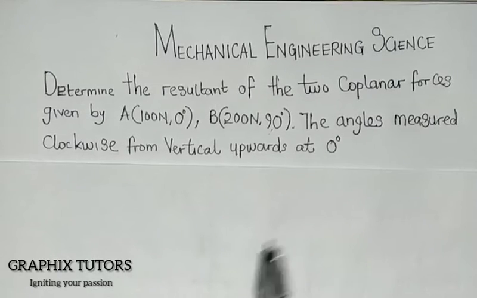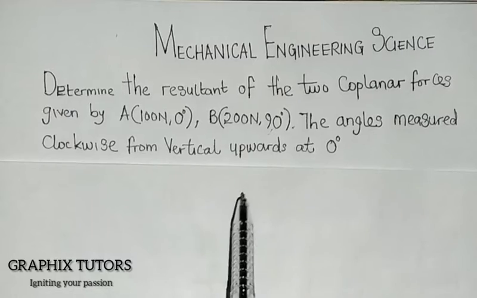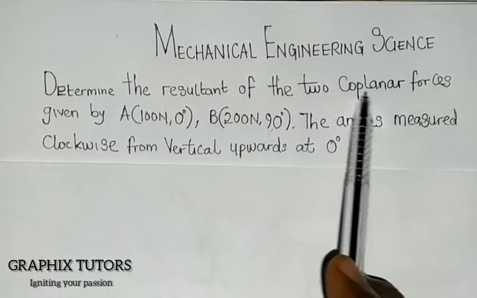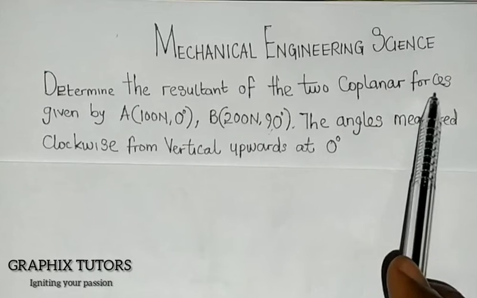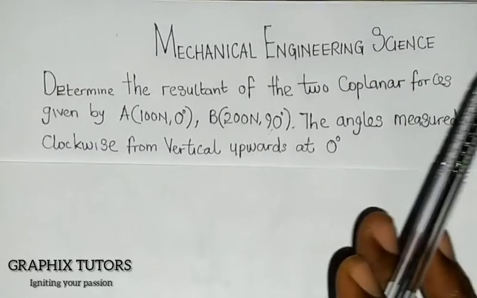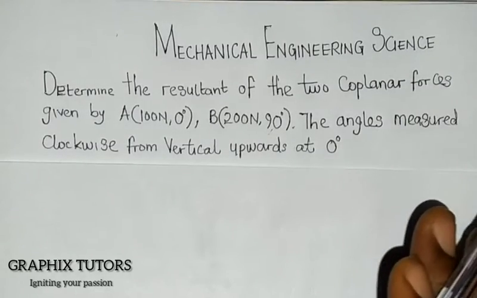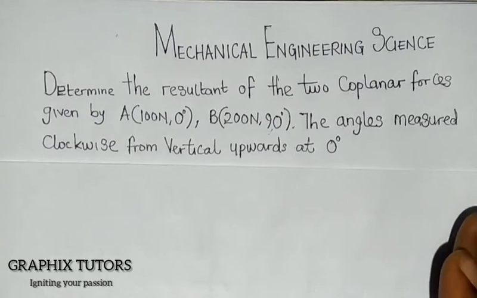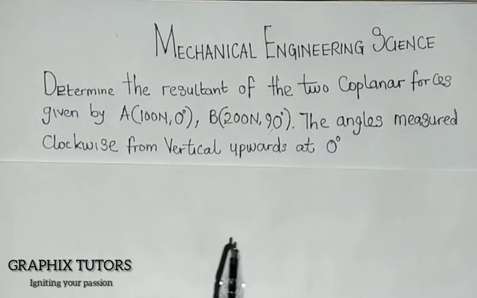So the key point here is that the angle starts from 0 degree from the vertical, right? Now, what are coplanar forces? Coplanar forces are forces that act on the same plane, right? And what is a resultant force? A resultant force is a single force that can replace two or more forces and still produce the same effect as those forces. Now let's start analyzing this.